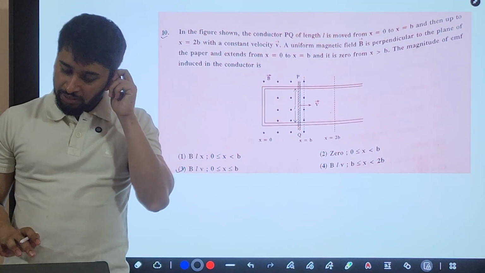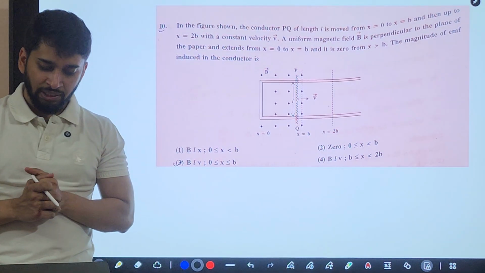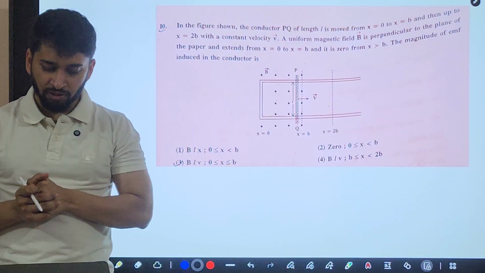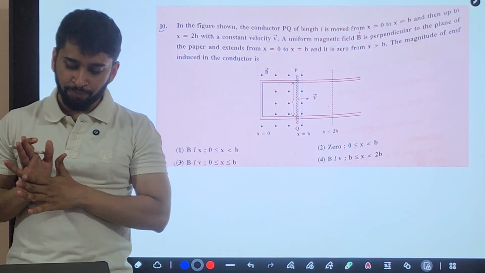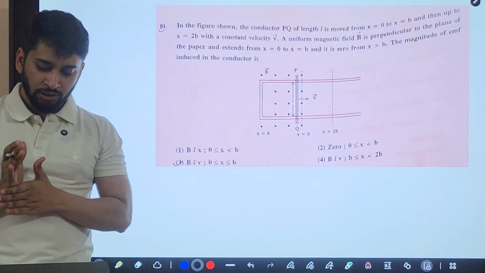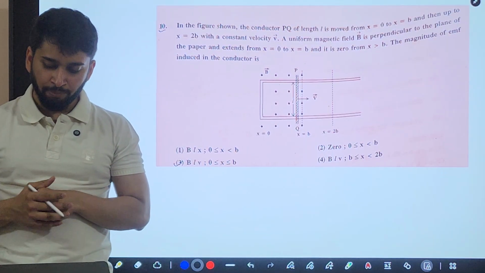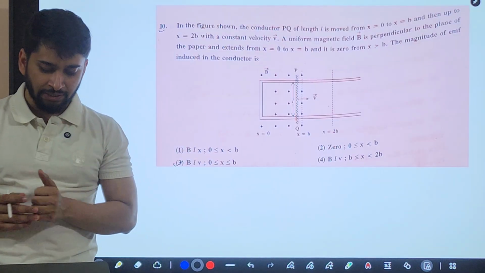the conductor PQ of length L is moved from x equal to 0 to x equal to b and then up to x equal to 2b with a constant velocity v. A uniform magnetic field is perpendicular to the plane of the paper and extends from x equal to 0 to x equal to b, and it is 0 for x greater than b. The magnitude of EMF induced in the circuit is.